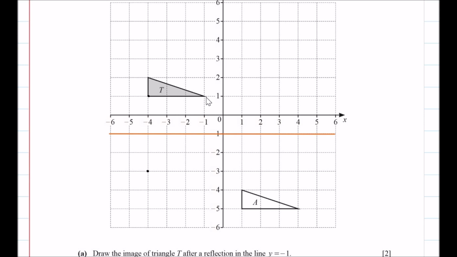Same way, now this is 1, 2, 3, 3 boxes, right? So here comes another point, and this point will be reflected over here. So let's join these points. Okay, done. We reflected.